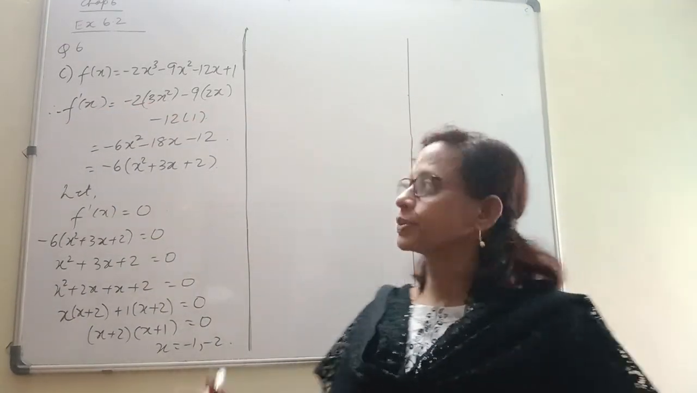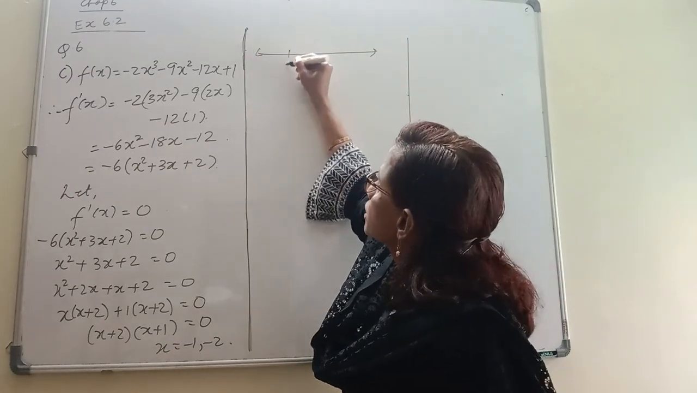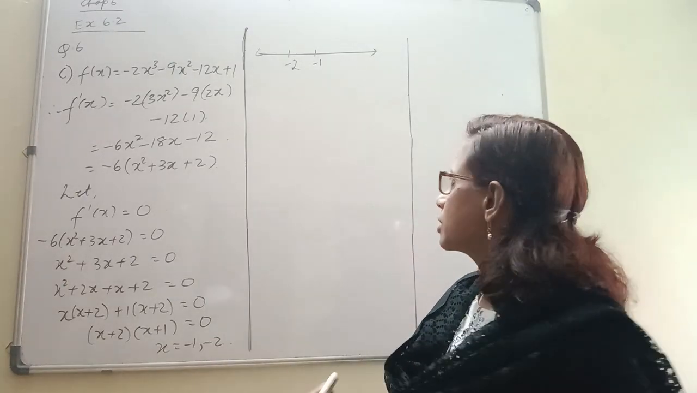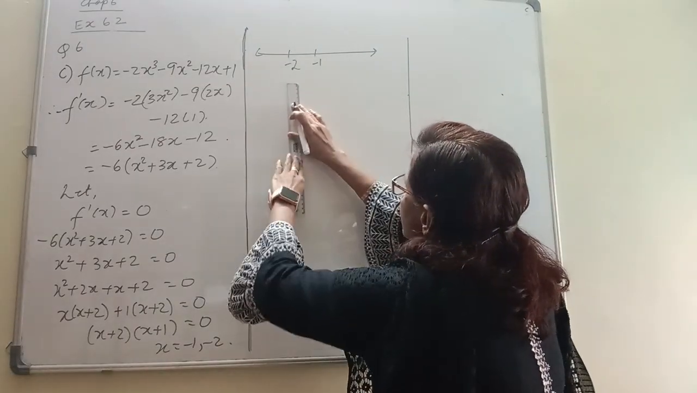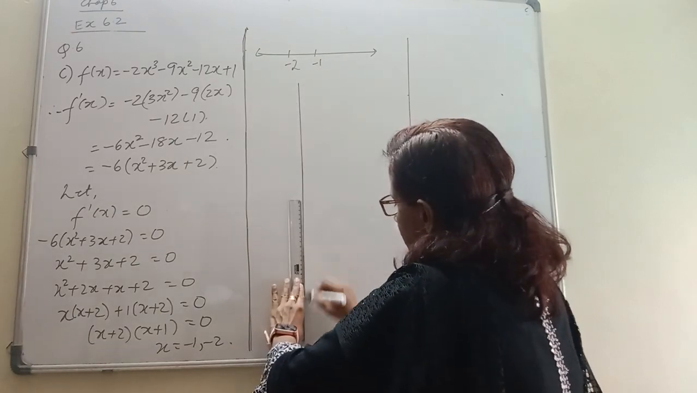So how are the intervals? Let's try to just visualize. There is minus 2 here on the real number line and there is minus 1 here. So that's how our intervals are going to be like. So let's take the intervals now and let's right away find out where it is increasing and where it is decreasing.